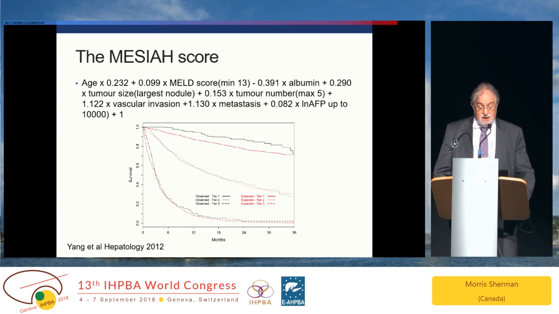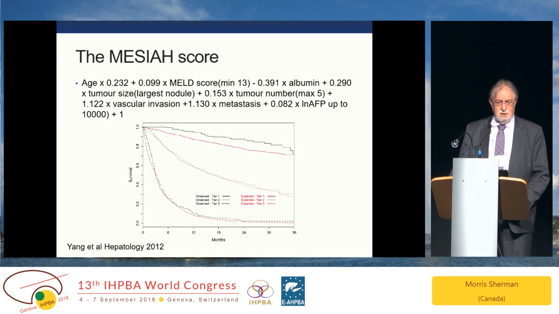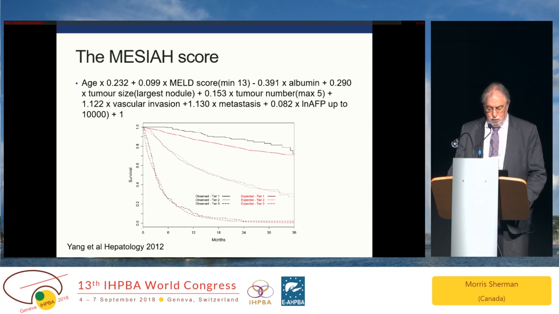From the US came the Messiah score. If you look at that equation at the top there, that's how you calculate the Messiah score, something you can do without thinking, I'm sure. And the graph below shows the survival curves, the observed and the expected. In other words, the calibration that I talked about a little earlier. And what you can see is that you get very good separation with the 3 curves. So what they did was they took all the data and they divided the patients into tertiles, and these are the outcomes. Very good separation.